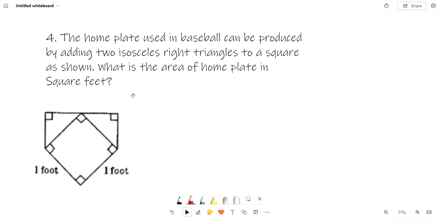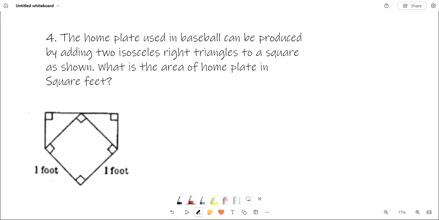Okay, so this question says, the home plate used in baseball can be produced by adding 2 isosceles right triangles to a square as shown. What is the area of the home plate in square feet? So we can first divide this figure into three sections. We can call these section 1, 2, and 3.